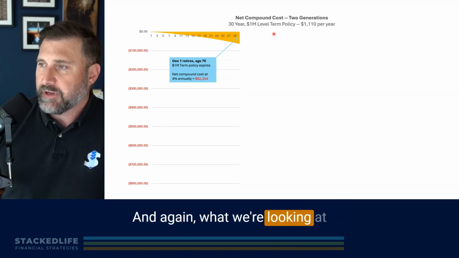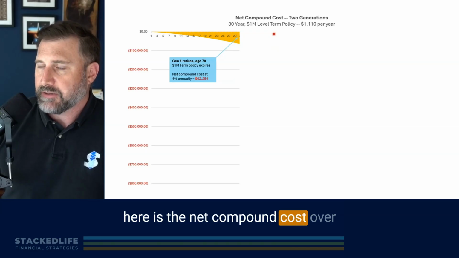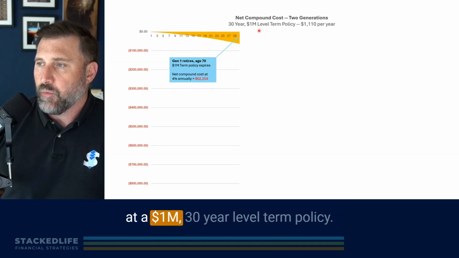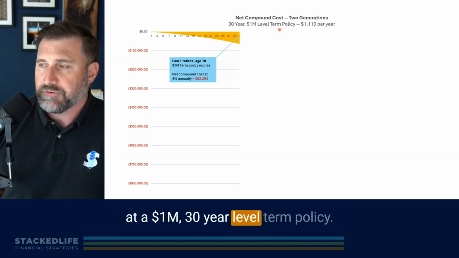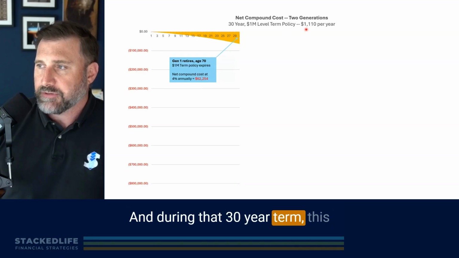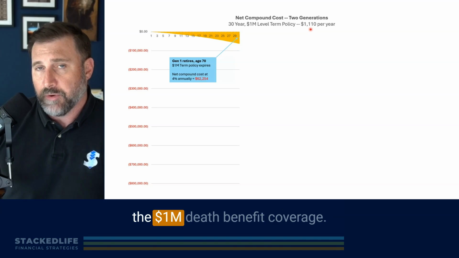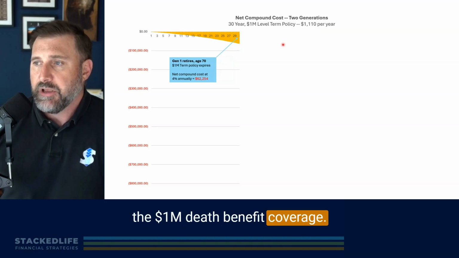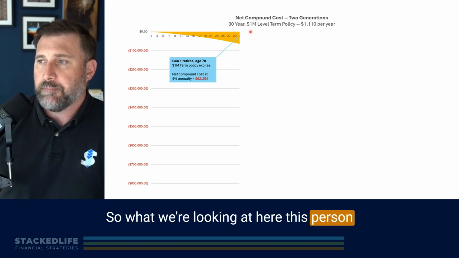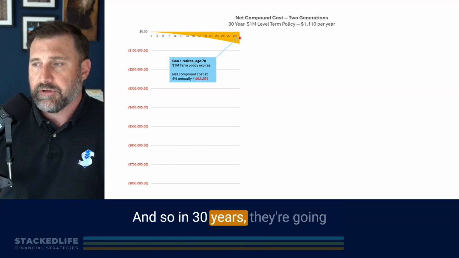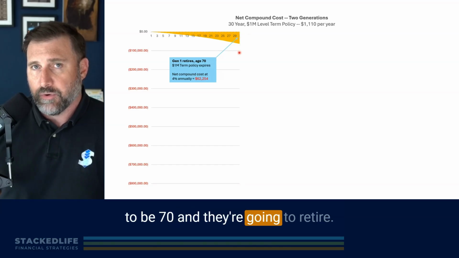And again, what we're looking at here is the net compound cost over 2 to 3 generations, looking at a $1 million 30-year level term policy. During that 30-year term, this is going to be $1,110 per year for the $1 million death benefit coverage. This person buys the policy when they're 40 years old, and in 30 years they're going to be 70 and they're going to retire.